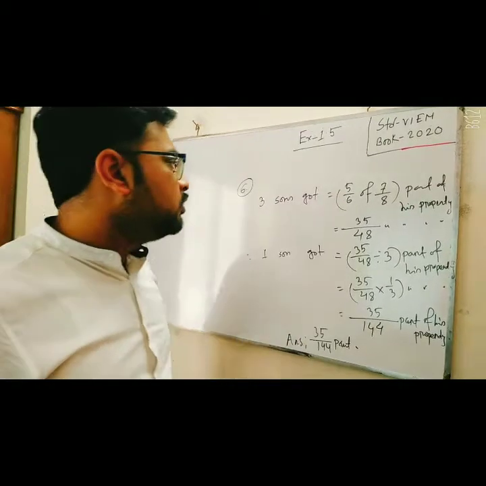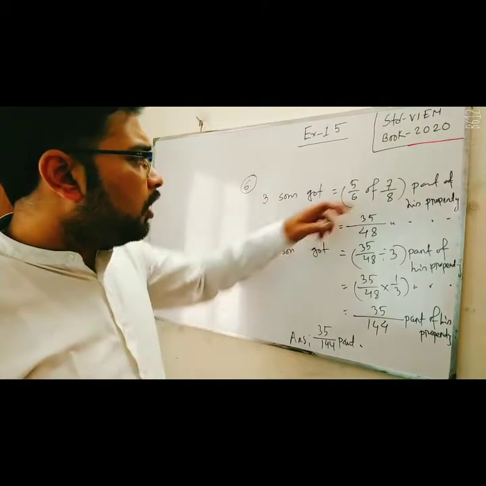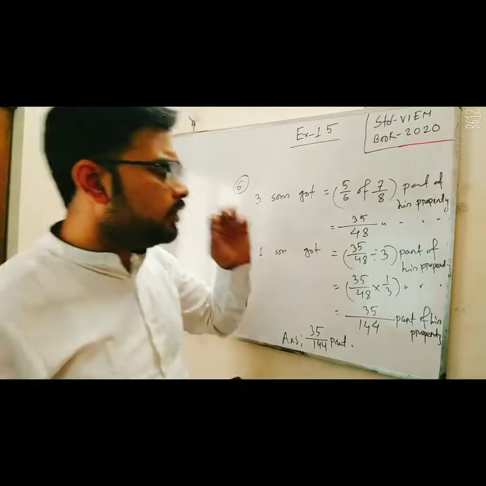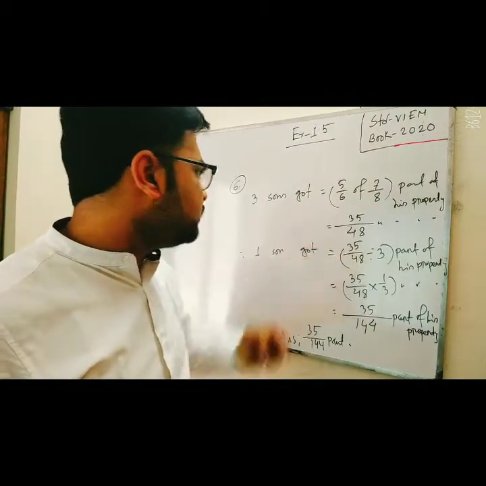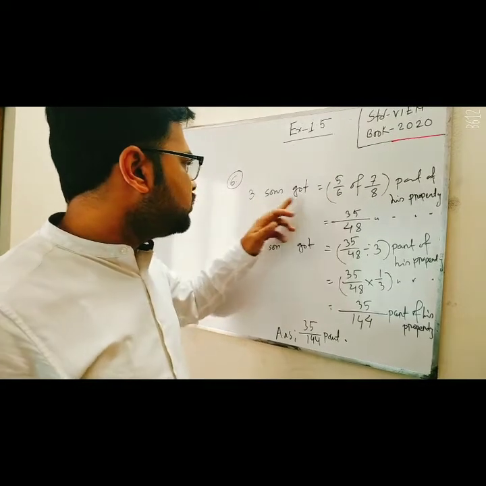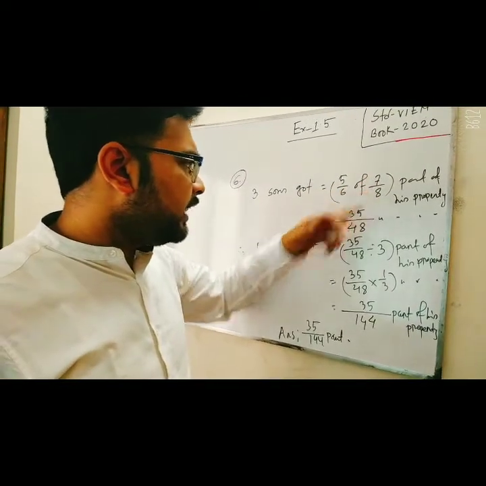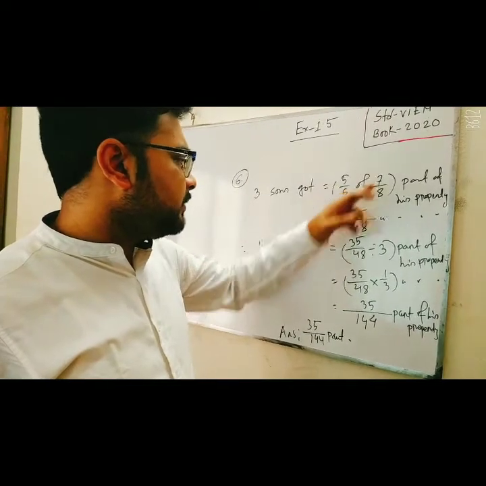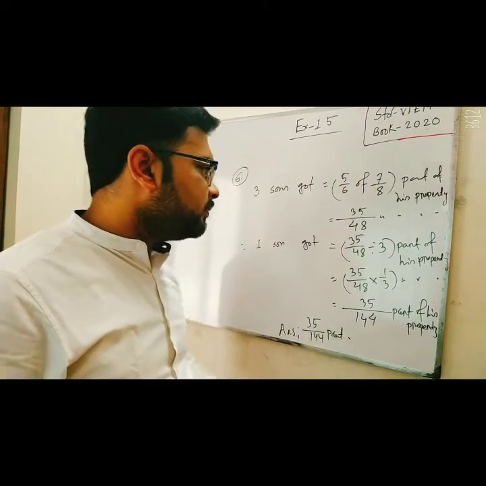5 by 6 part. So 5 by 6 part of his father's property 7 by 8 part. So we can say three sons got 5 by 6 of 7 by 8 part of his property. That means 6 8s are 48, 5 7s are 35 of his property.